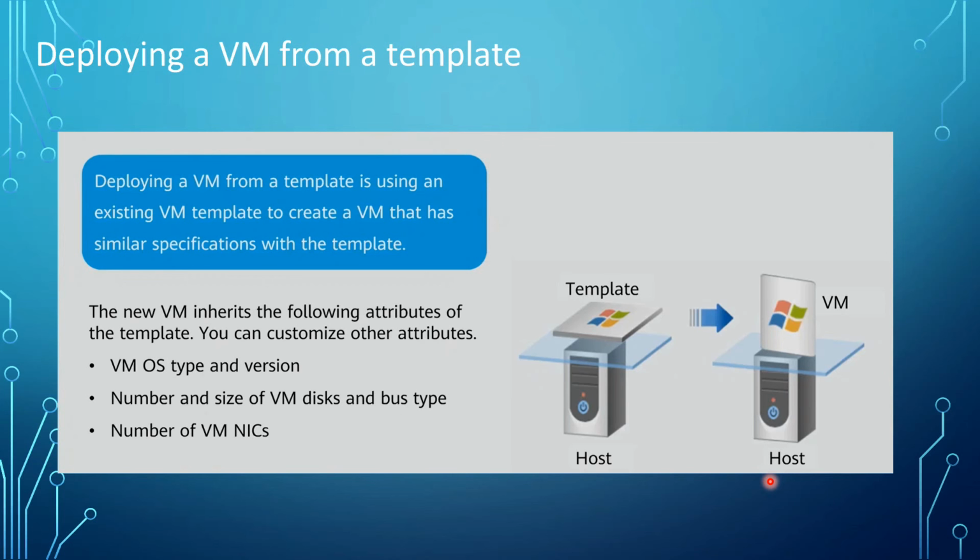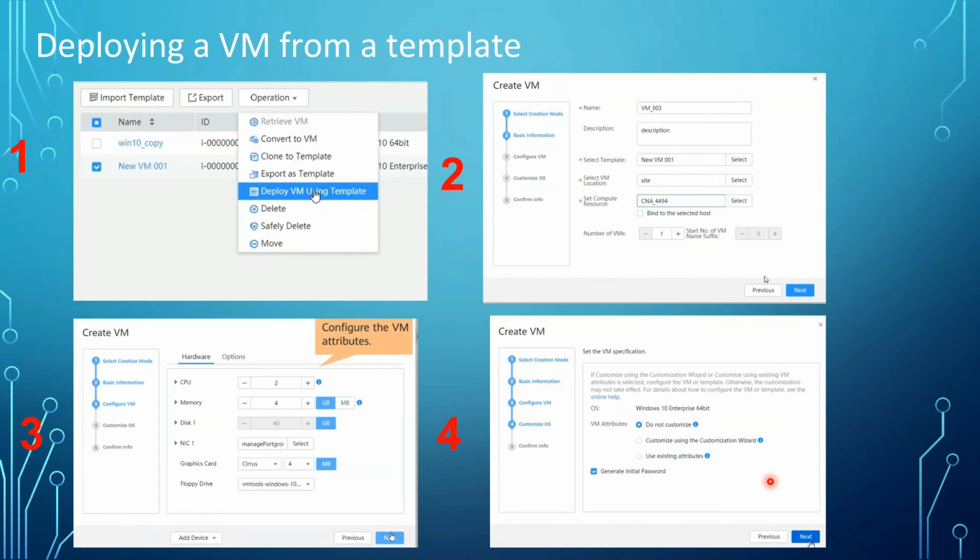Okay, to deploy a VM from a template, you can do it very easily if you have a template available. Obviously the operating system level and applications are available in that template, so in the VM you will have those things set. So it's very easy. Just click on operation, deploy VM using template.